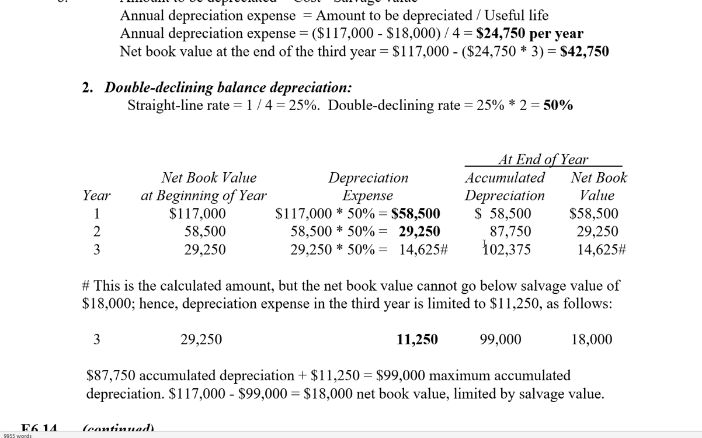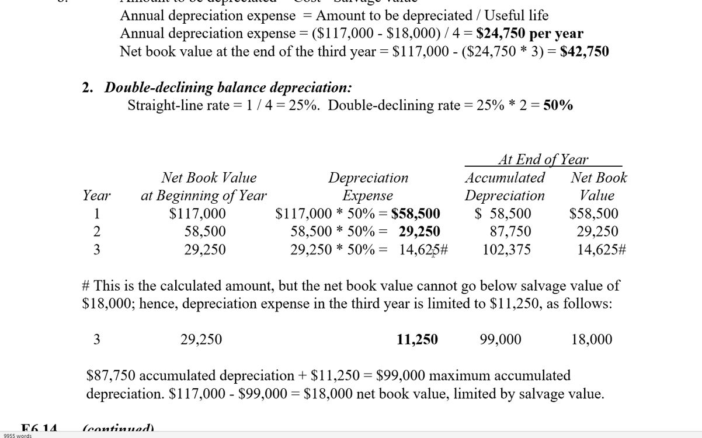So we're limited. So if you'll come down here to this hashtag, you'll see that we are going to limit this 14,225 of expense to 11,250, which brings our accumulated depreciation maximum to 99,000, because 117,000 subtracted by 99,000 will give you 18,000, which is equal to the salvage value. So just remember, in year 3, the salvage value came into play with double declining depreciation.